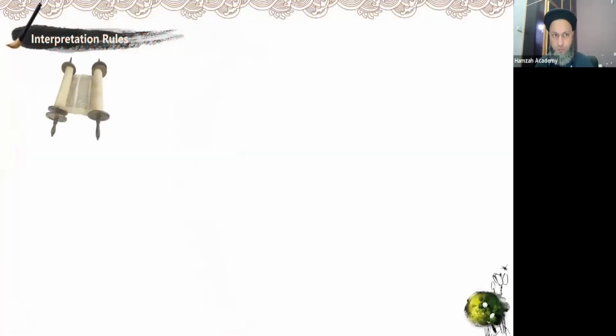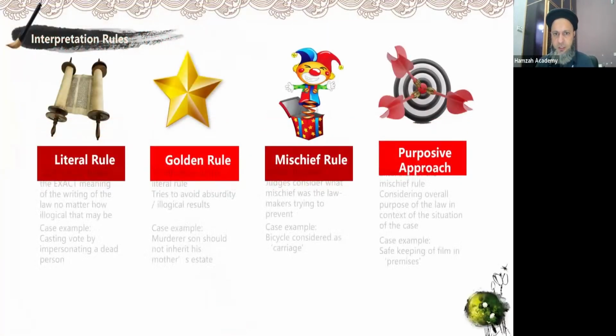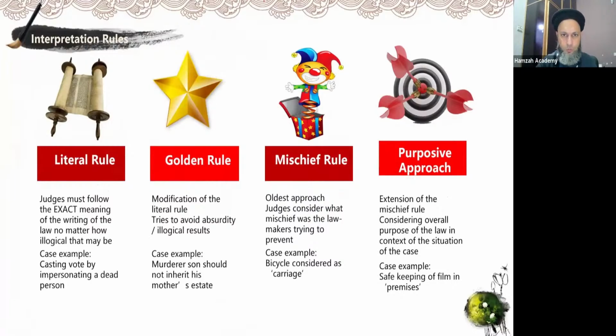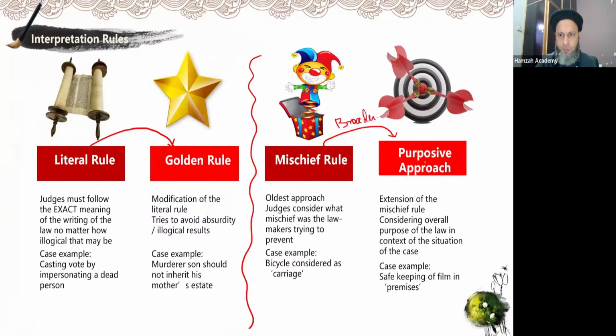Finally, we have the rules of interpretation. In order to understand these rules, you can have two major distinctions. In one distinction, we have the literal rule and its refined form, the golden rule. In the other, we have the mischief rule. The mischief rule is narrow, and its broader view is that of the purposive approach. I'll give you an example here, just a distinct description, and then we will study different cases with the help of which you will be able to understand how it goes.